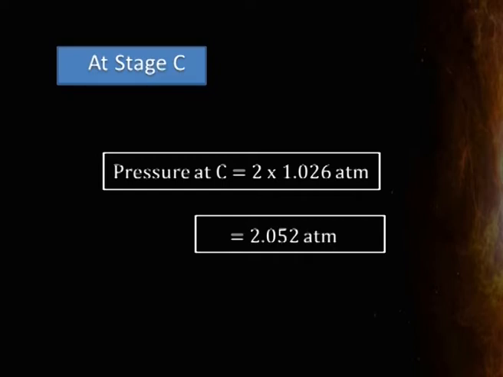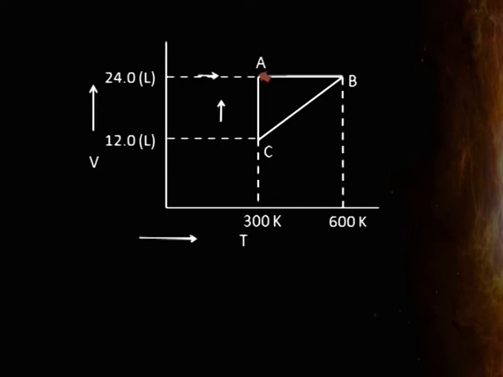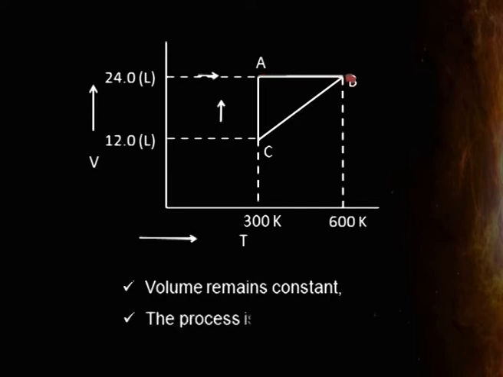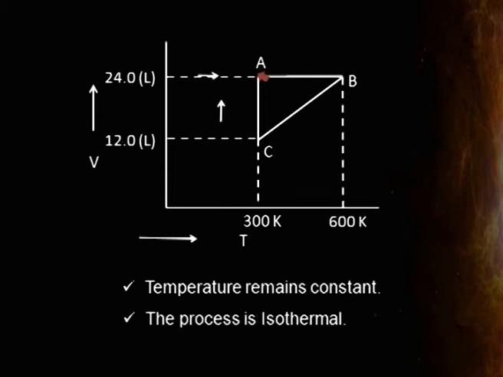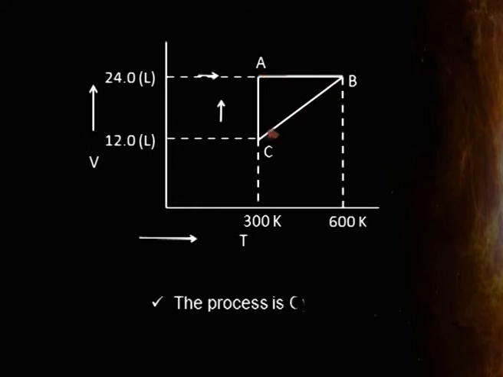2.052 atmospheres. Now, during the change from A to B, volume remains constant, hence the process is isochoric. During the change from B to C, the pressure remains constant, hence the process is isobaric. During the change from C to A, the temperature remains constant, hence the process is isothermal. Overall, the process is cyclic as it returns to the initial state.